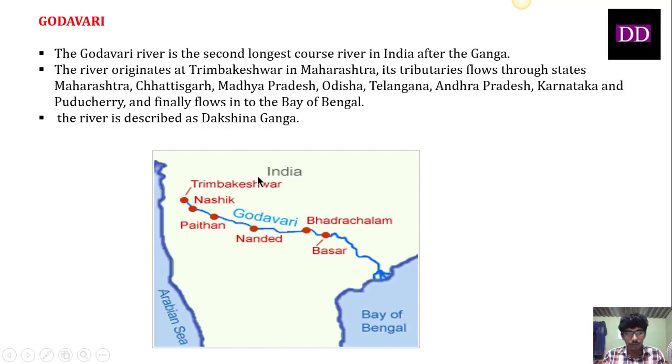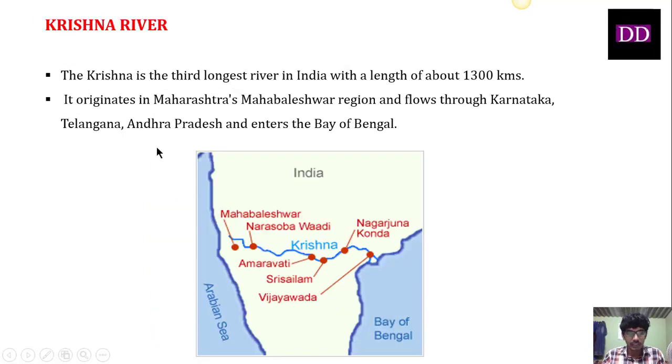And this is the map of Godavari. Here it is Maharashtra. It originated in Trimbageshwar, and it flows to the states of Madhya Pradesh, Odisha, Telangana, Andhra Pradesh, Karnataka, and finally it enters into the Bay of Bengal.